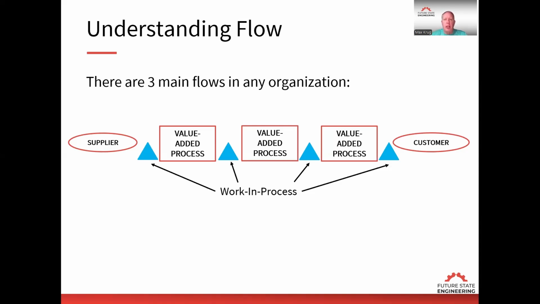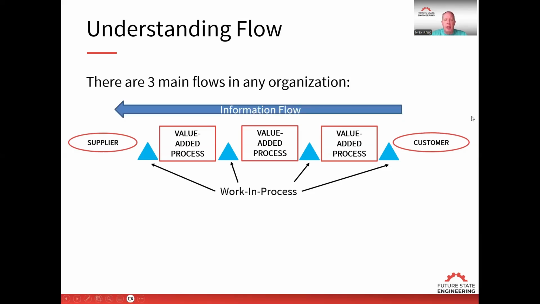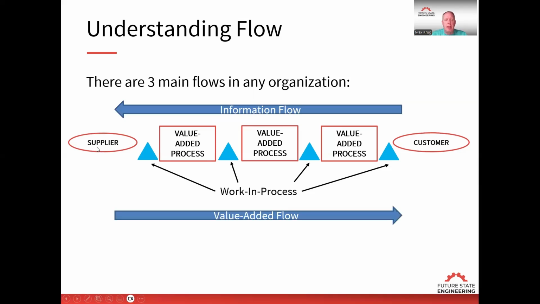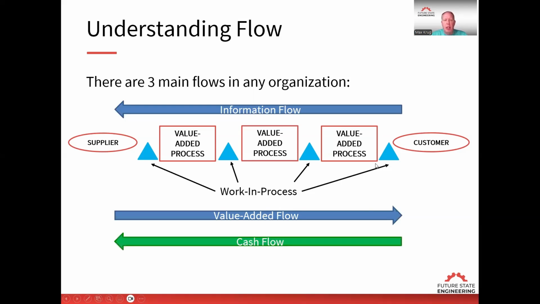When we look at flow within an organization, there are only 3 flows. Our first flow is our information flow, which flows from our customers through our organization to our suppliers. Then we have our value-added flow, which flows from our suppliers through our organization to our customers, and then the almighty cash flow. The primary responsibility of operations is to achieve flow. We're looking at improving the operations in terms of improving information flow and value-added flow, which is going to in turn improve our cash flow.